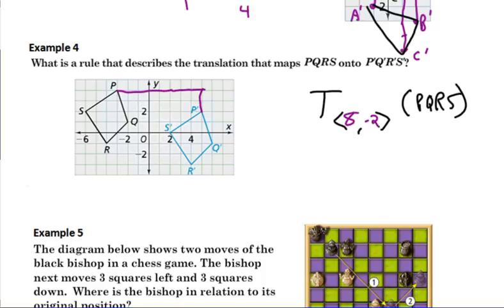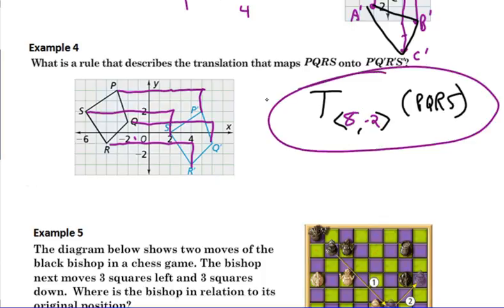And you can check each one. If we're saying it's a translation, they should all be the same. So I could check this one: 1, 2, 3, 4, 5, 6, 7, 8, and down 2. It works the same for all of them. So they're all right 8 and down 2. So that's a good translation. That would be our rule.